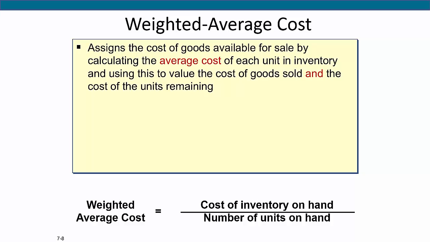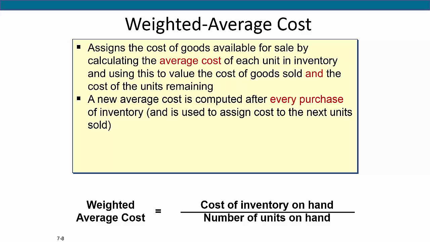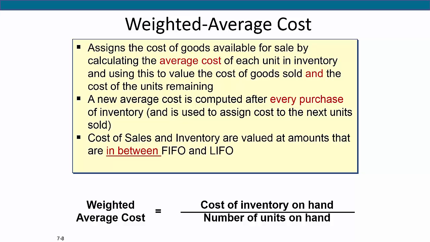When using weighted average, we assign the average cost per unit of the goods available for sale to cost of goods sold. The average cost per unit is determined by dividing the cost of goods available for sale by the units on hand. A new average cost is computed after every purchase of inventory and is used to assign cost to the next unit sold. Cost of sales and inventory then are valued at amounts that are in between FIFO and LIFO.